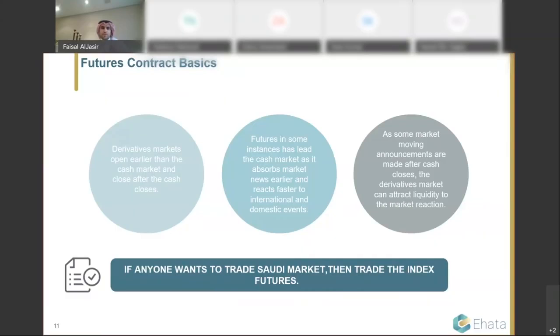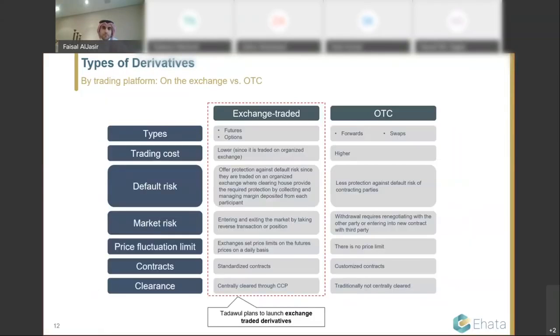Of course, if anyone wants to trade the Saudi market, then trade the index future, and we will talk about that, and about what the index future is representing. So what are the types of derivatives?